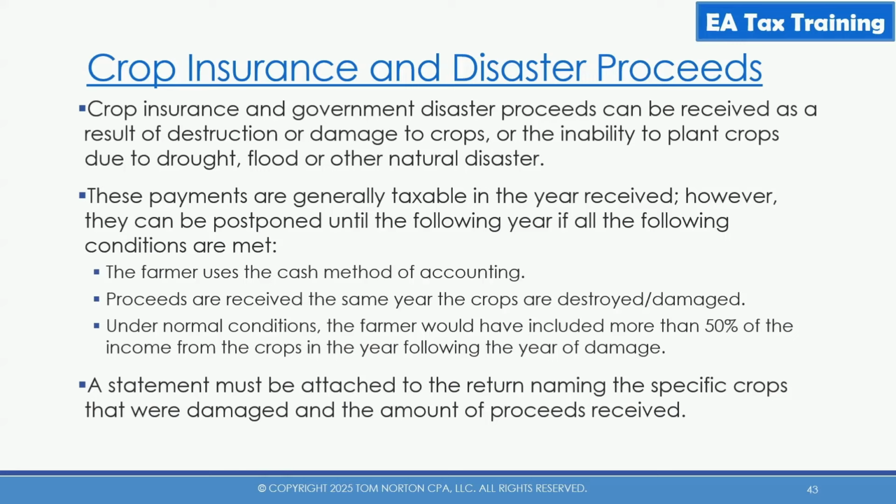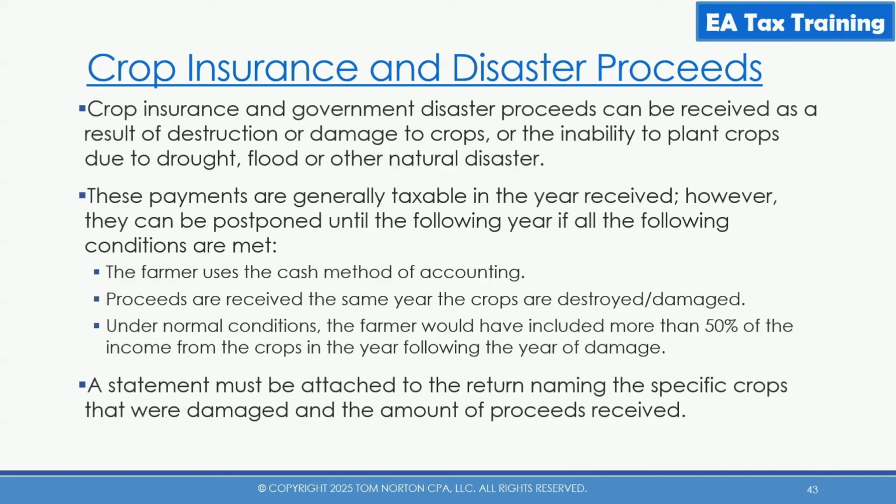First of all, the farmer uses the cash method again. Secondly, the proceeds are received the same year that the crops are destroyed or damaged. So if the crops are destroyed in November for a calendar year farmer and they don't receive the proceeds from the insurance or the government payments until January or February of the next year, then they cannot do this. They have to recognize those in the year that they received them.